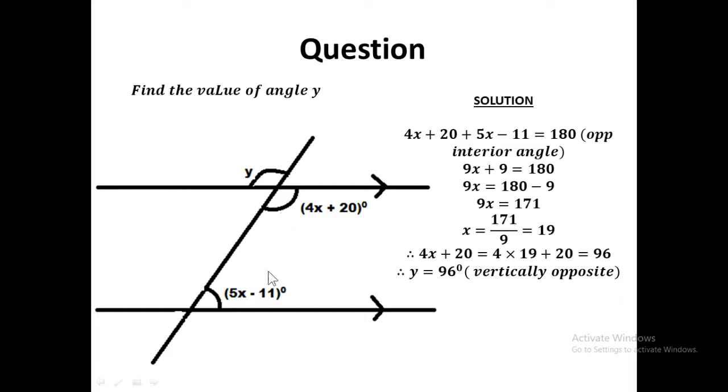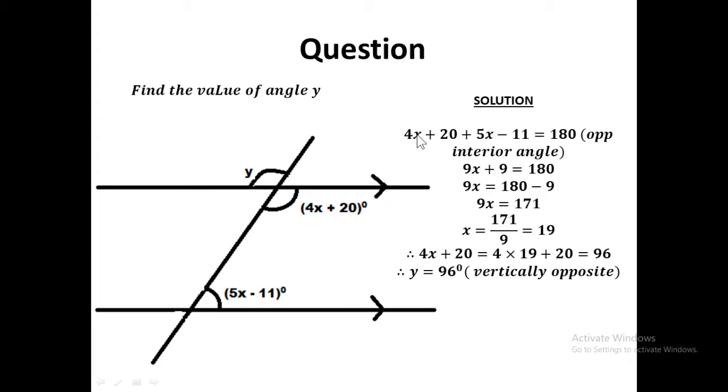I think we have talked about that in the past, that opposite interior angles are supplementary. That is, when you add them together, they are meant to give you 180 degrees. When you add this angle here plus this angle here together, they are opposite interior angles, and they are meant to give you 180 degrees. So that's what you have under the solution: 4x plus 20, which is this angle, plus 5x minus 11, which is this angle, will give us 180 degrees. Opposite interior angles of parallel lines are supplementary.